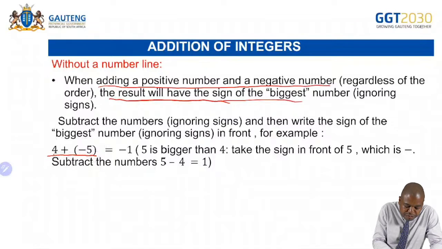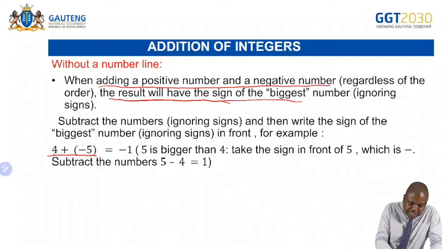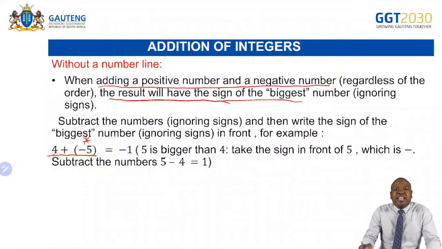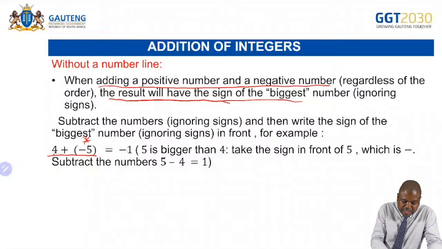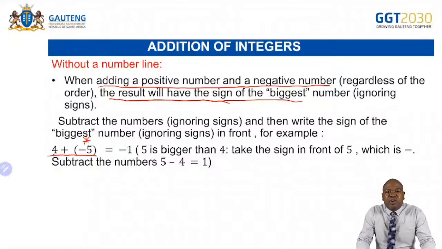If you check here, 4 and negative 5, which number is bigger if you are ignoring the signs? The number which is bigger is 5. So we know that after doing our subtraction, our answer will have the sign of this bigger number. So you might say 5 minus 4 is equal to 1, but then at the end, you need to write the negative sign on the answer. So that's what we meant there. We are going to do a lot of those examples so that you understand much better.